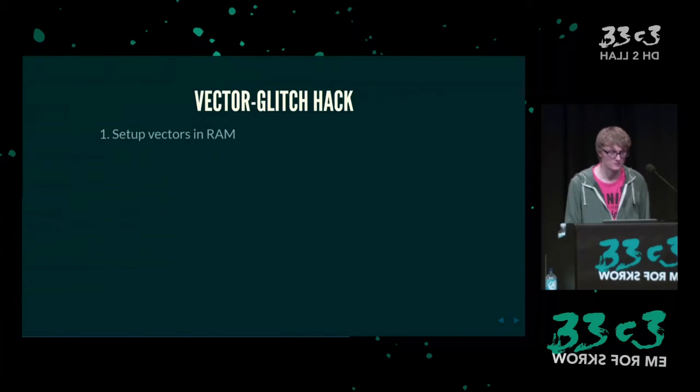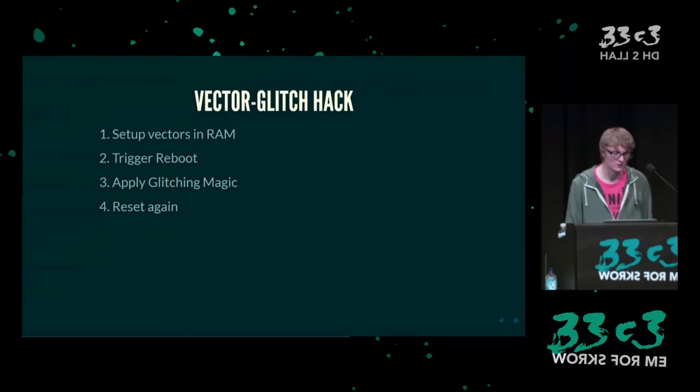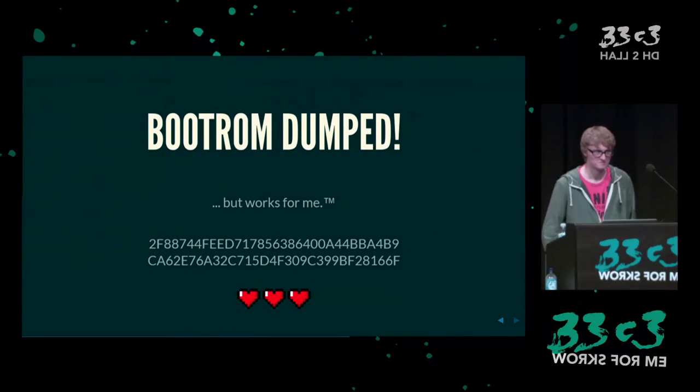Basically, we set up some vectors in RAM, trigger a reboot, then do some glitching magic, and then we reset again and let it boot up normally, and hopefully the dumper code got executed and just wrote a copy of the boot ROM in memory, so we can just dump it. All this stuff is not very stable, but it works for me.